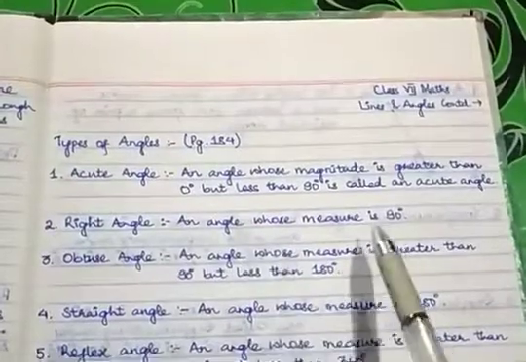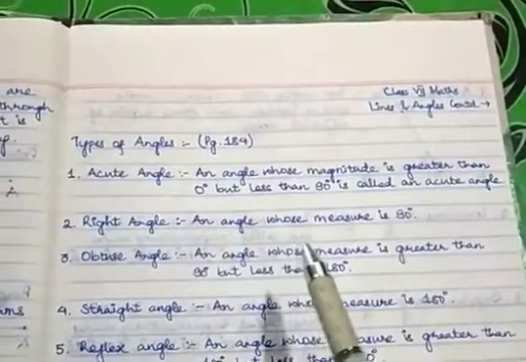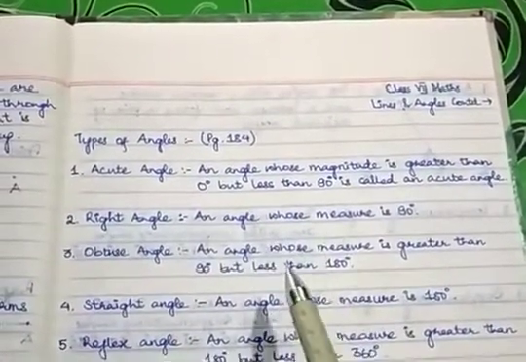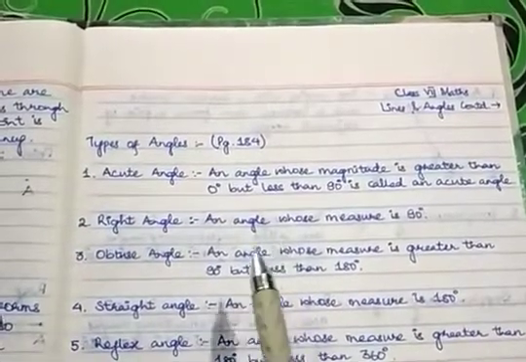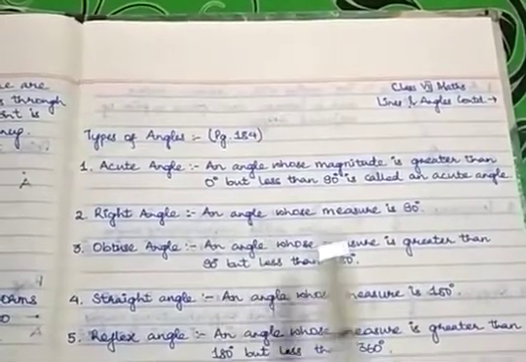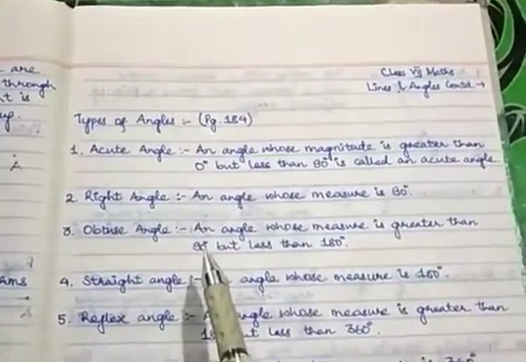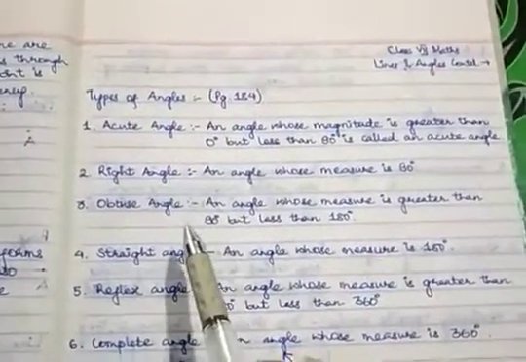A right angle is an angle whose measure is exactly 90 degree. It is not more than 90, not less than 90, it is exactly 90 that is known as your right angle. The third type of angle we have here is the obtuse angle.